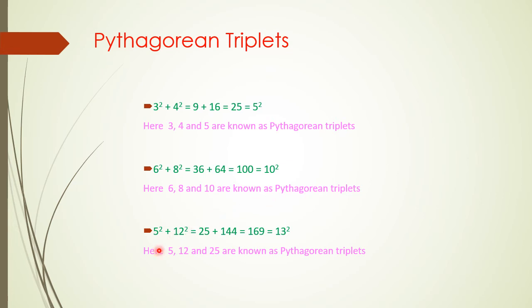Now let us see another example. 5 square plus 12 square is equal to, 5 square is 25. 12 square is 144. And adding them we get 169. And this we can write as 13 square. So we can say 5, 12 and 13 are the Pythagorean triplets. Okay. So in Pythagorean triplets we get three numbers, and the sum of the squares of two numbers becomes the square of the third number. Okay children.